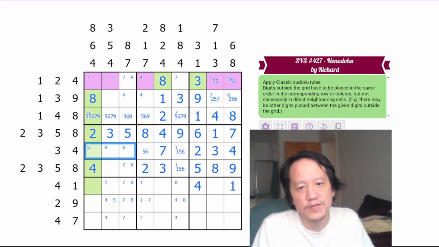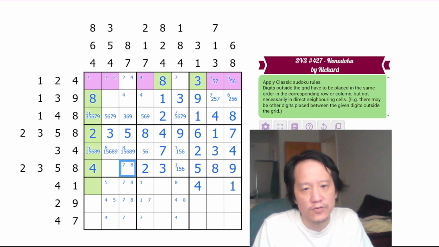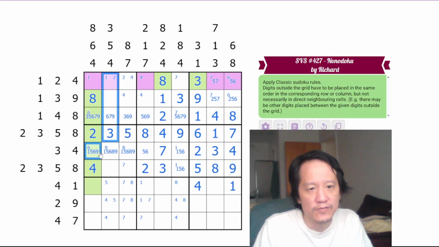Remaining digits in row 5, we have 1, 5, 6, 8, 9. 8 has to be one of these. This can never be 8. This could be 6. This cannot be 8 here. This could be 5. This can't be 5 here because the 5 has to be after the 3. 5 cannot be any of these digits. Okay, this can't be 5. It has to be one of these two in row 5.